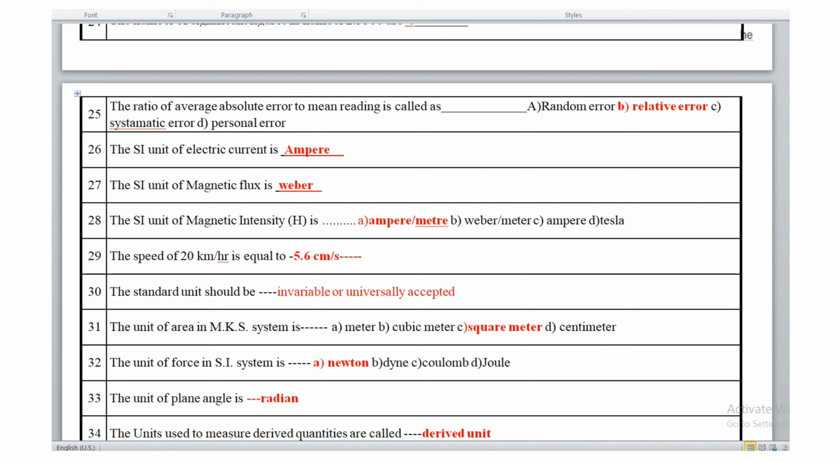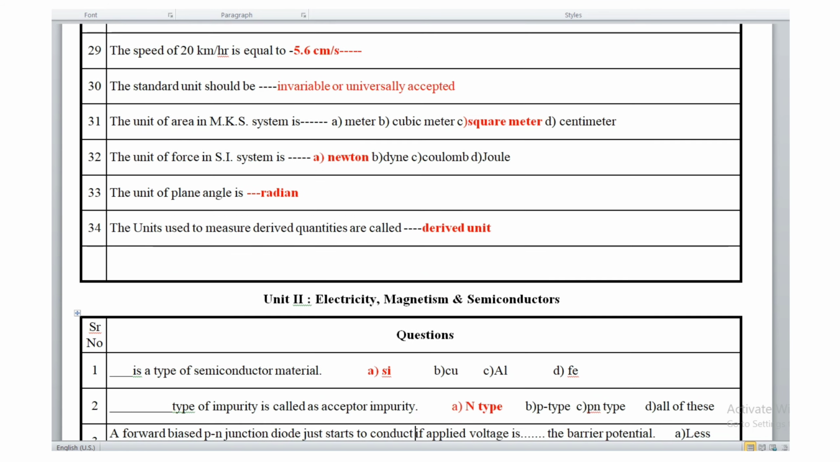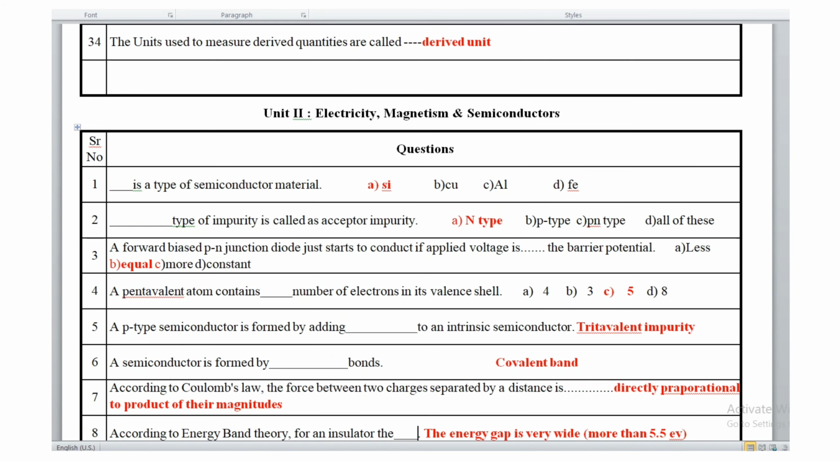The unit of area in MKS system is square meter. The unit of force in SI system is Newton. The unit of plane angle is radian. The unit used to measure derived quantities is called derived unit. Then some important questions from second chapter, electricity, magnetism and semiconductors.